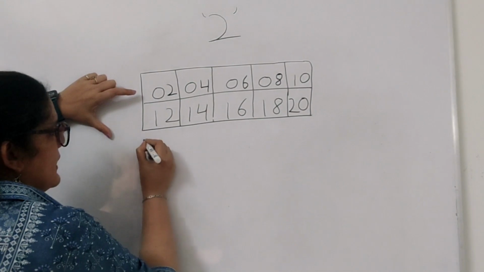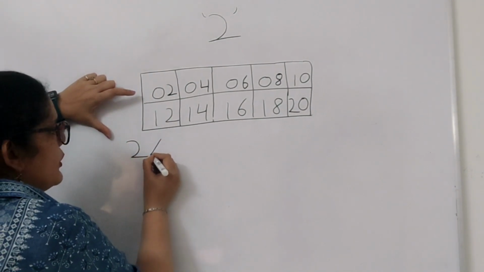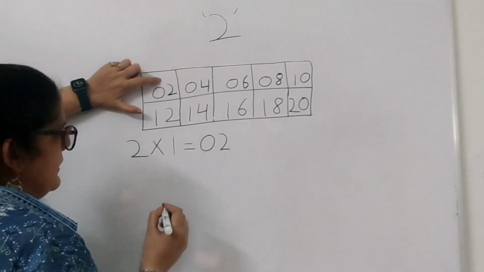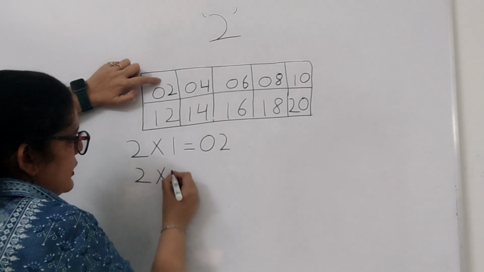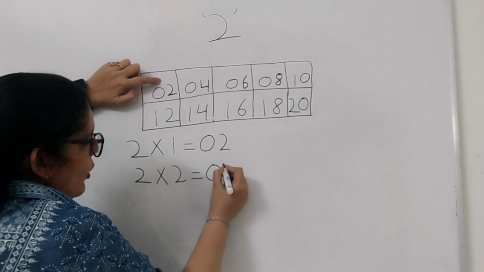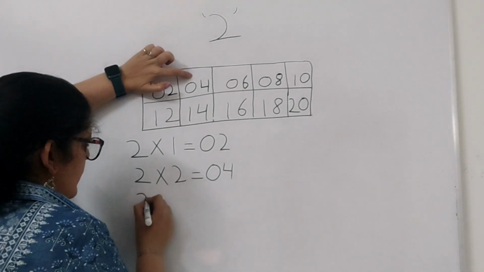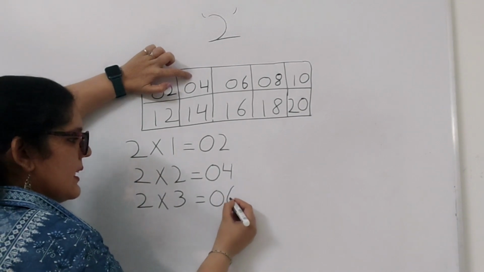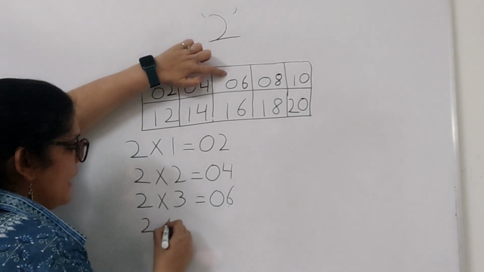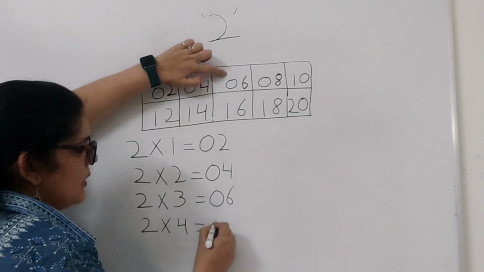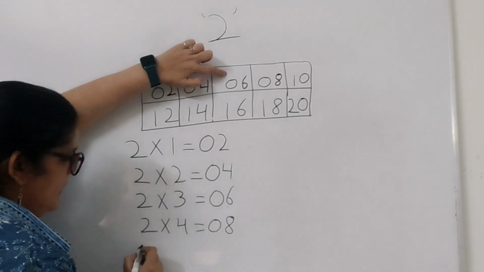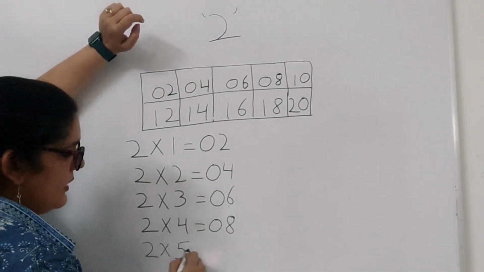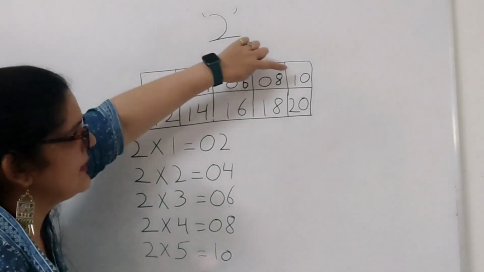How? It's 2 times 1 is equal to 0, 2. 2 times 2 is equal to 0, 4. 2 times 3 is equal to 0, 6. 2 times 4 is equal to 0, 8. 2 times 5 is equal to 10. This is our 10.